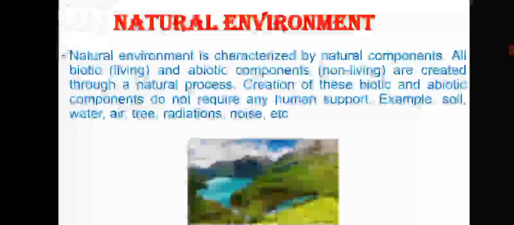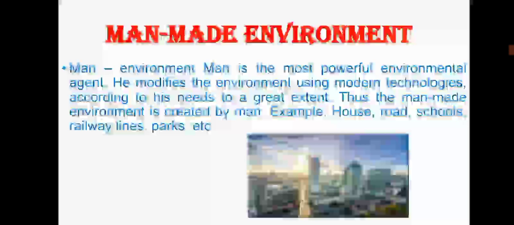The natural environment, we well know, is created without the interference of human beings. Example, soil, water, air, etc. Man-made environment is created by human beings. We know that man is a powerful environmental agent. He can modify the environment using modern technologies according to his needs to a great extent. Example, railway lines, parks, roads, schools, etc.